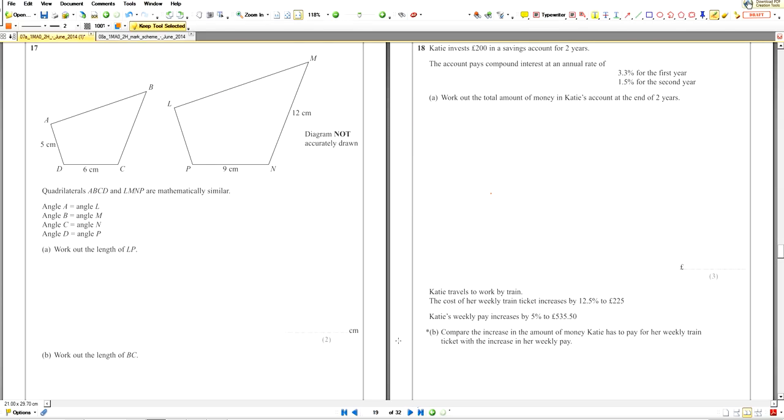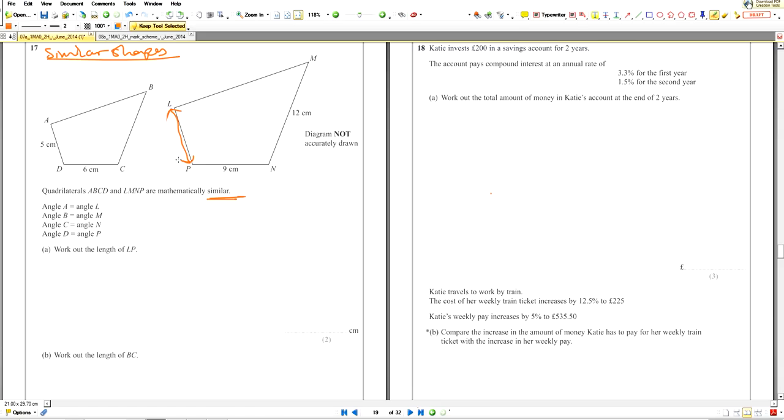Right, question number 17. Let's move my calculator out of the way. Right, here we go. It says here, quadrilaterals ABCD and LMNP are mathematically similar. So we call this question, what is it called? Similar shapes. Right, work out the length of LP. So where's LP? LP is this length here.